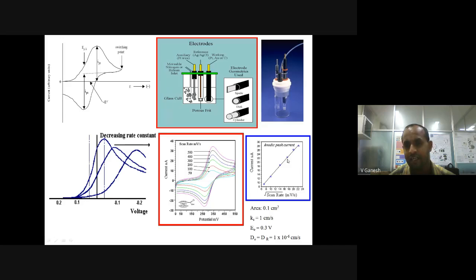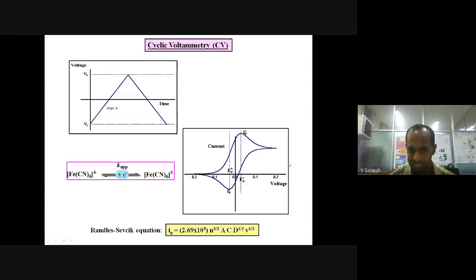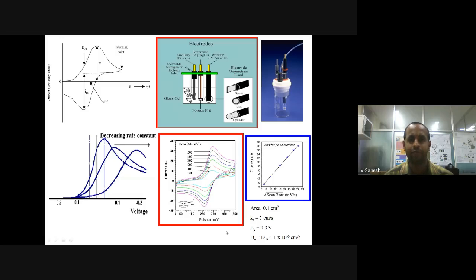By looking at the slope and using this Randles-Sevcik equation, one can determine the number of electrons involved in the process if we know the diffusion coefficient, or if you know the number of electrons, you can determine the diffusion coefficient. That's why this technique is very powerful. Remember, when you keep changing the scan rate, the peak current increases both in the forward as well as in the reverse direction.